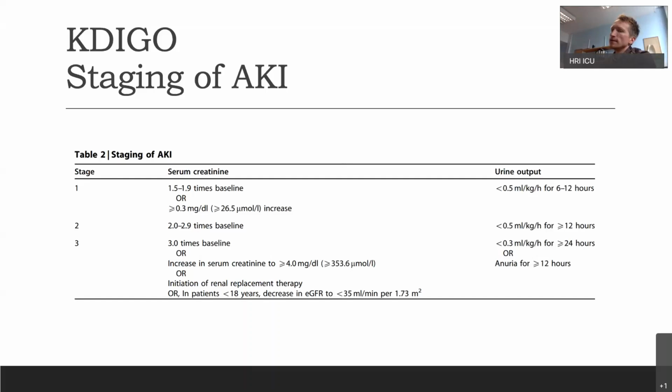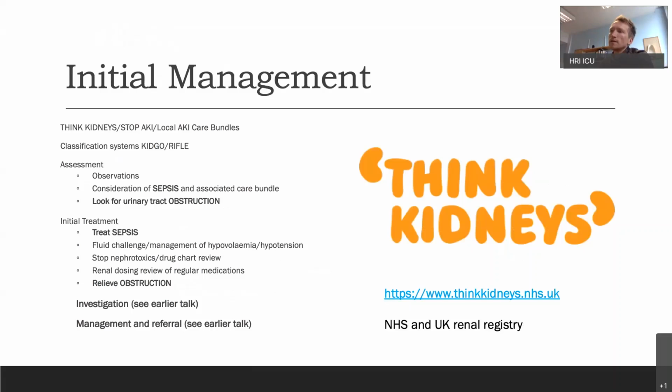There are other systems that exist, such as the Risk, Injury, Failure, Loss or End-stage system. There's also the AKIN, Acute Kidney Injury Network scoring system, that may also crop up. One of my OSCE stations looked at a patient who was presenting with bloods indicating AKI, and they were after a stepwise approach as to how you would manage that patient.